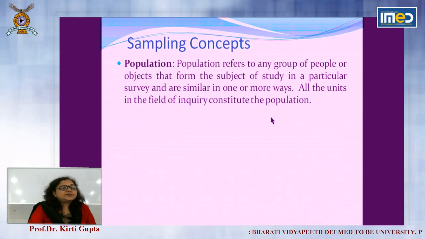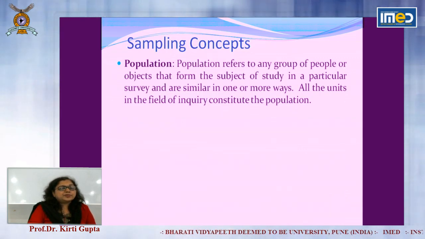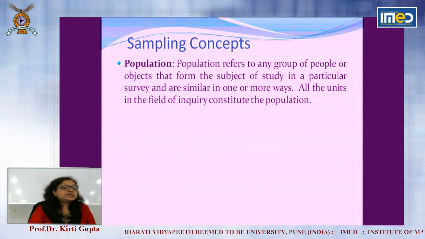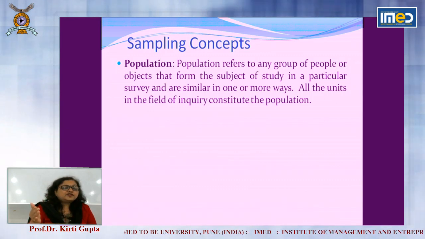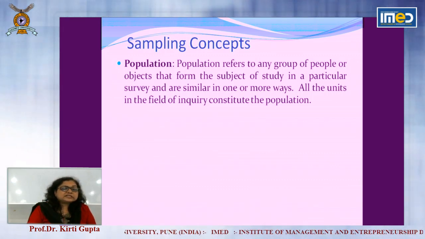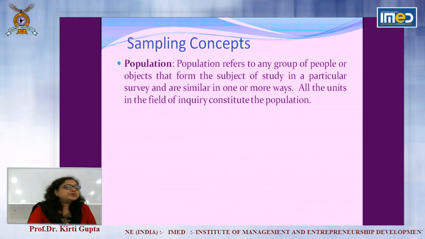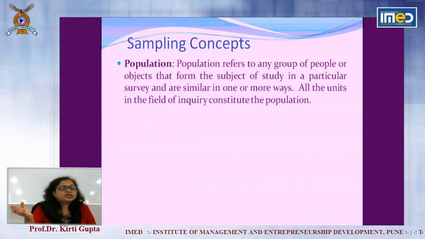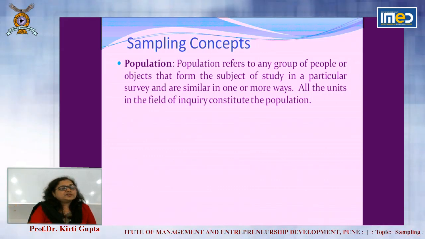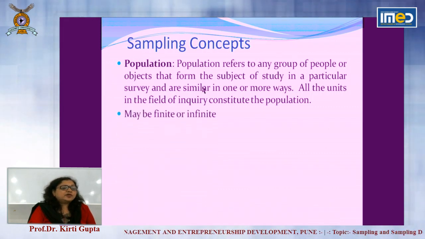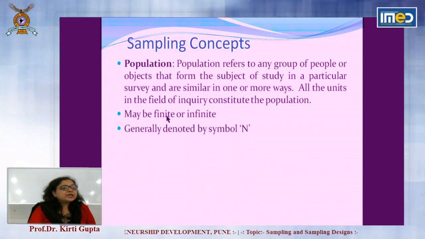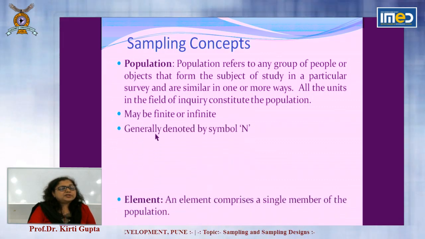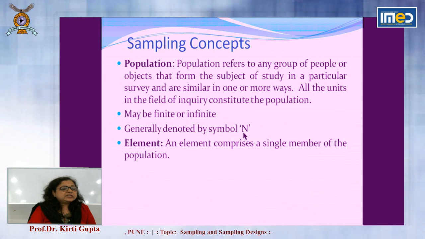Now we will see some of the concepts used in sampling. A very important one is the population. The term population refers to the group of people or objects which form the units under study. Suppose we are studying employees of an organization. So all the employees of the organization will form the population. This population may be finite or infinite. Generally, population is denoted by capital N.